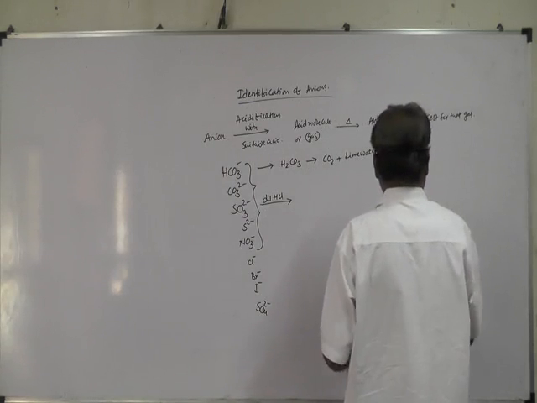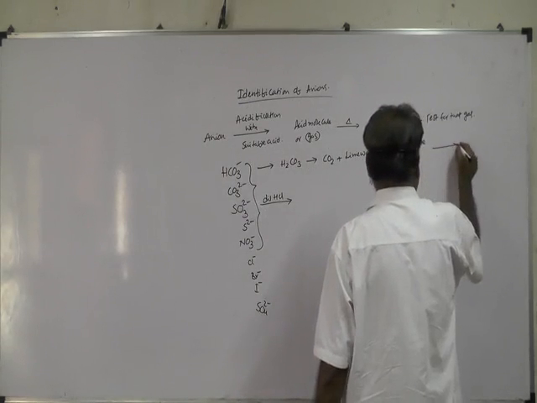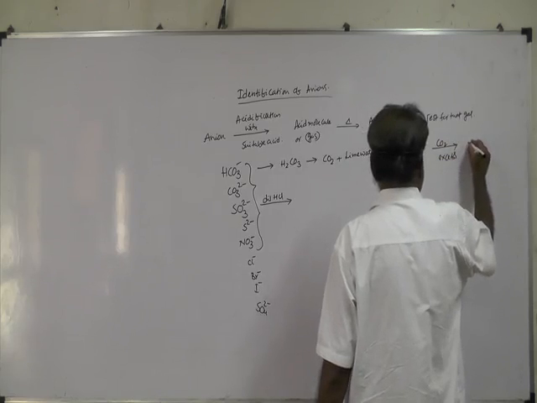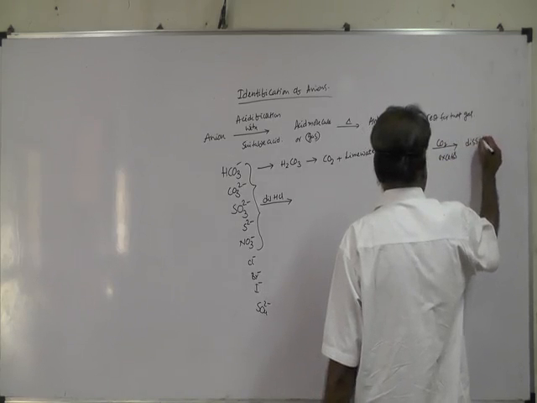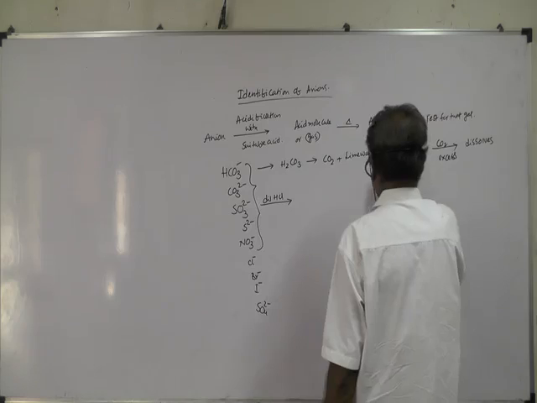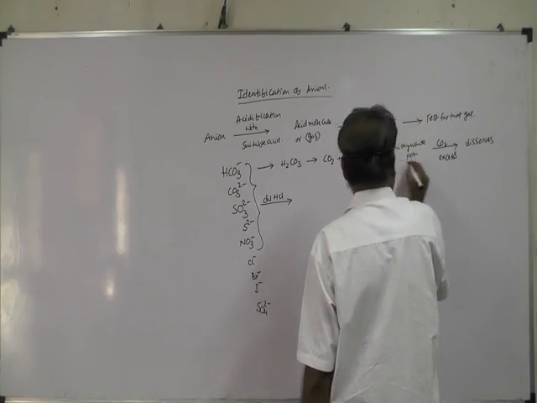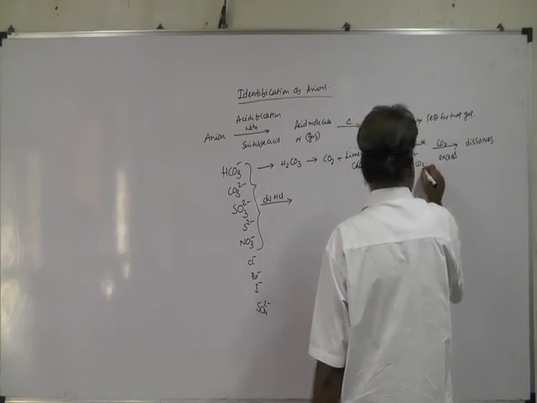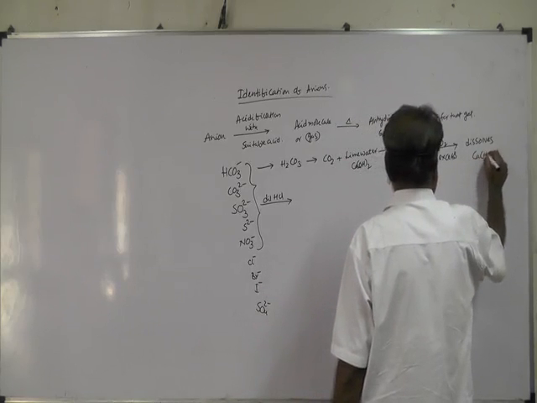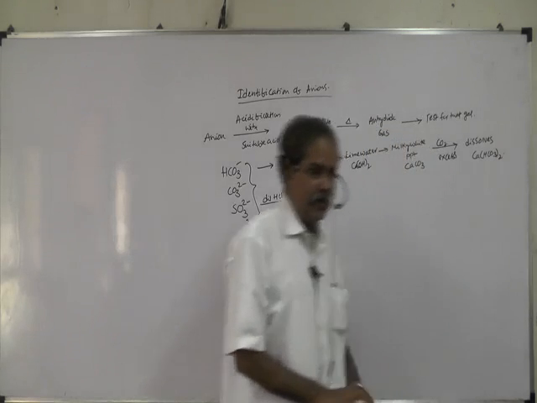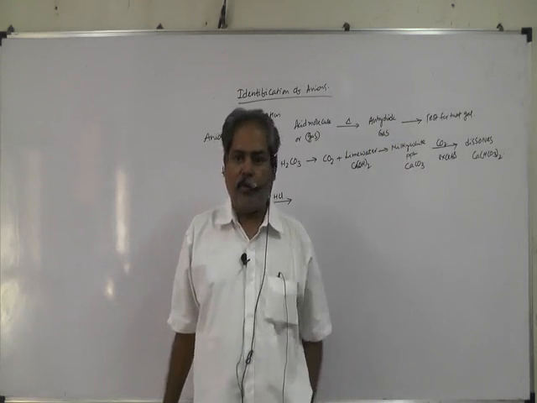Now, this milky white precipitate dissolves when CO2 is added in excess. What is this milky white precipitate? This is calcium hydroxide, and this is calcium carbonate, and this is calcium bicarbonate. And as I told you, all bicarbonates are soluble except sodium bicarbonate.